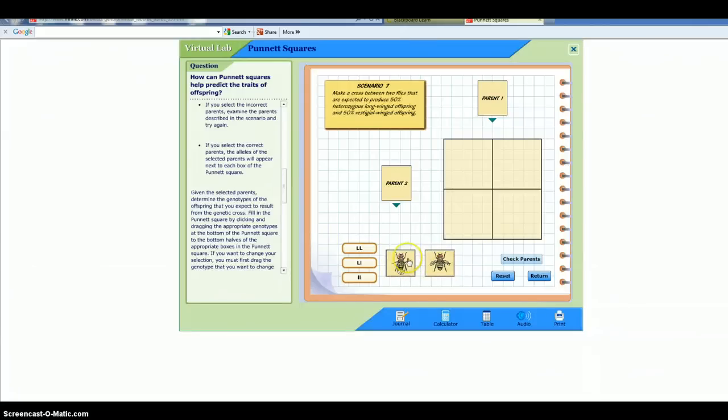But what I had problems with was trying to recognize what was what. But you move these things around. You choose what parents you want. Choose the one you want. And then you can do a cross, see? Check parents. No. Make a cross between two flies that are expected to be 50% heterozygous long-winged offspring and 50% vestigial. So you keep playing until you get it right. No, reset. Anyway, that's how you do it. Not much to it. Okay, I'm going to do done.